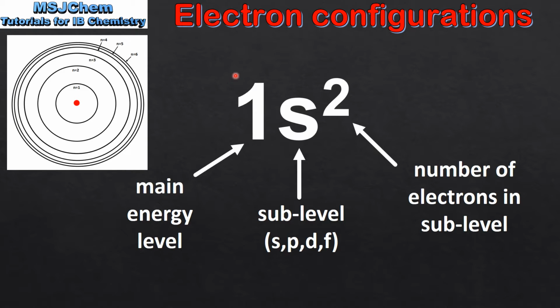The number in front refers to the main energy level, so that's n equals 1 or n equals 2 and so on. The letter refers to the sublevel, so that's S, P, D or F. And the number in superscript tells us the number of electrons in the sublevel. So according to this electron configuration, we have 2 electrons in the S sublevel in the first main energy level.